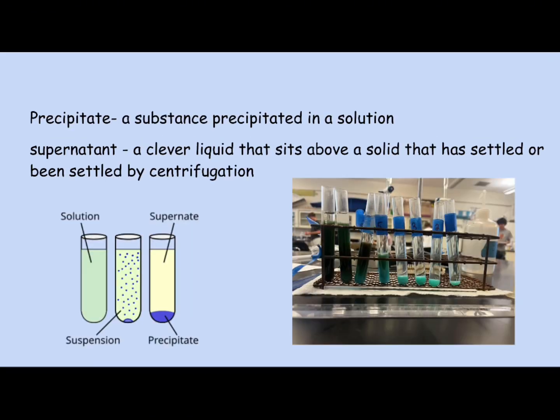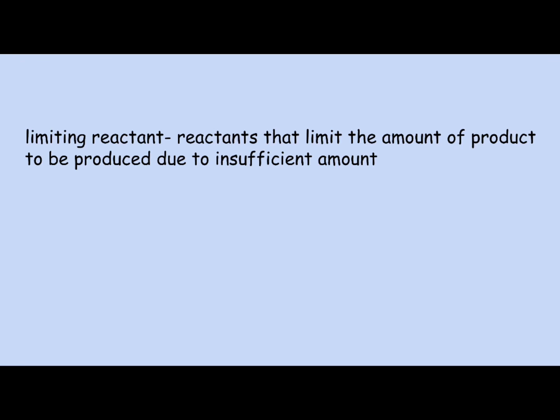The product that forms is a precipitate. A precipitate is a solid that forms in a solution during a chemical reaction. The liquid around the substance was a supernatant. A supernatant is a clear liquid that sits above a solid that has settled or been settled by centrifugation. The limiting reactant is the reactant that limits the amount of product to be produced due to insufficient amounts.